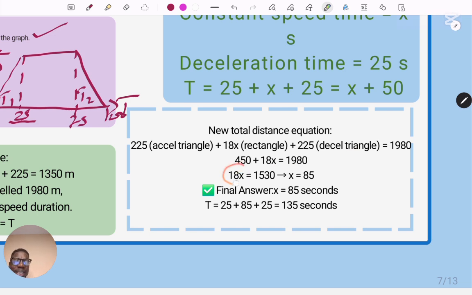So we could see that 18x is equal to 1530, and x is going to be equal to what? 85. So x is 85. Final answer, x is 85. And the total time covered will be 25 for the first part, the constant part is 85, plus 25. So the total time taken for the journey is 135 seconds. That will be our answer, and that's very easy.